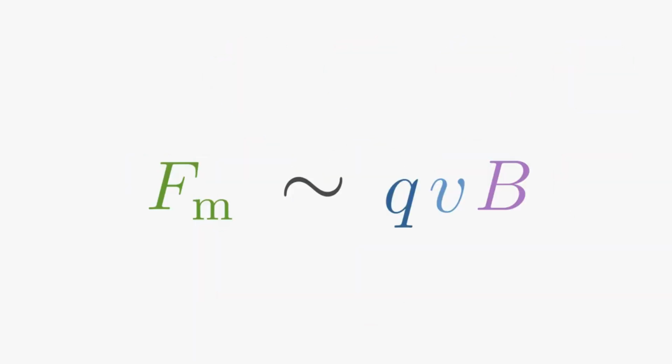So we can write down a formula for the Lorentz force. F is equal to Q times v times B.